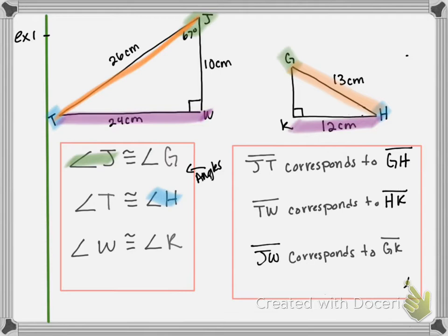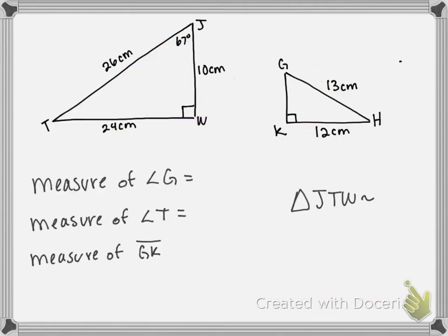Okay. So let's look at the measures of those, and then we can prove that they are similar figures. So the measure of angle G is right here. We said that it's the same as J. It does not have an angle here, but we know that angles are the same in similar figures. So angle J is 67, so that means angle G is also 67 degrees.